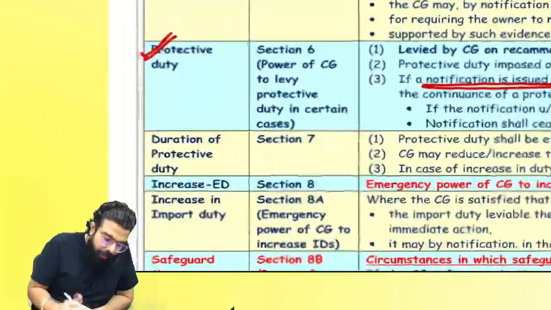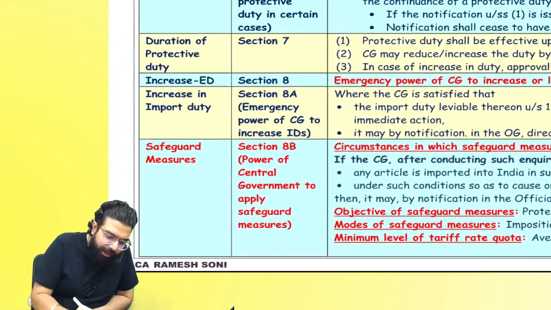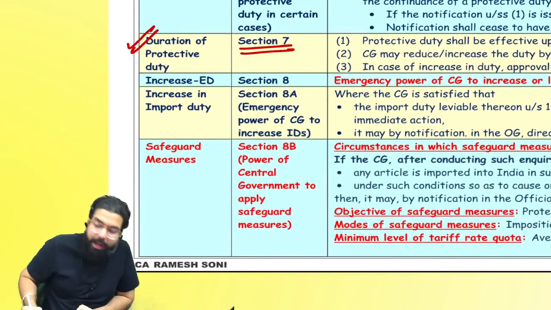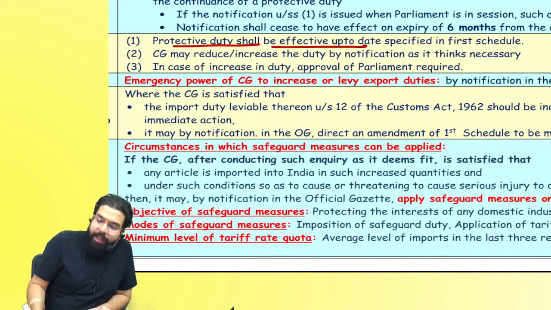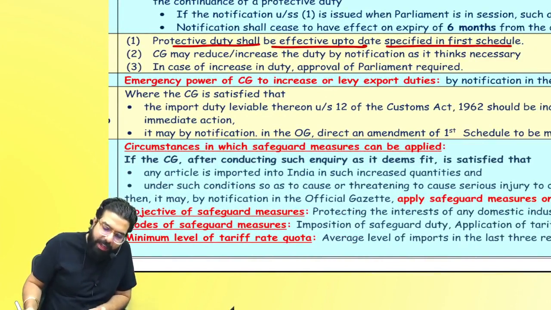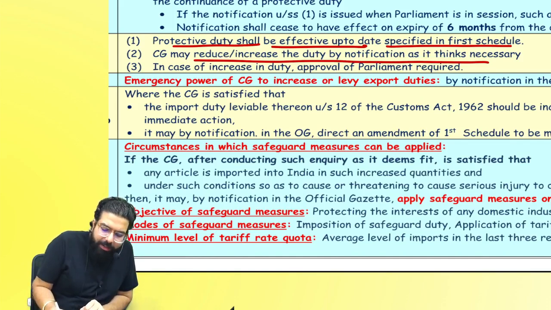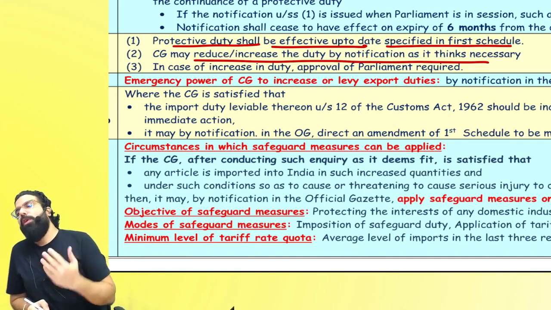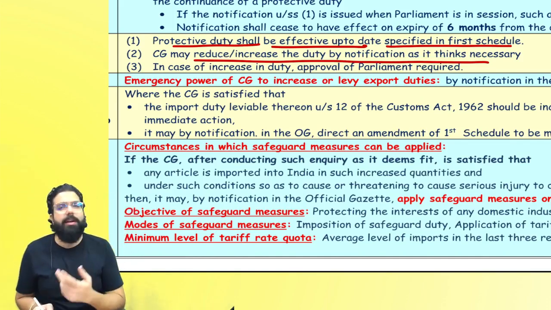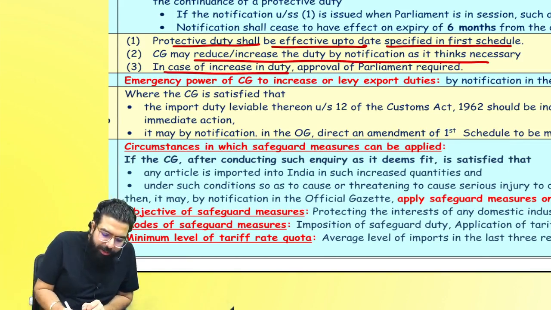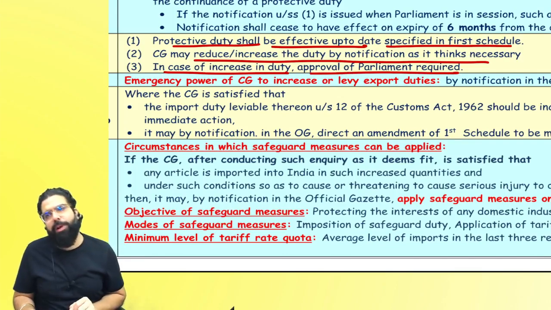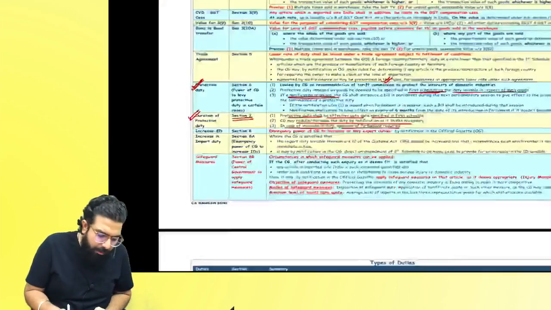Now, protective duty is imposed. They are now telling the duration of protective duty in section number 7. Section number 7 says protective duty shall be effective up to the date specified in the first schedule. It can be increased and decreased with the help of notification. As and when the government thinks fit, the government can increase and decrease it also. In case of increase, approval from the parliament will always be required. Right, everyone?